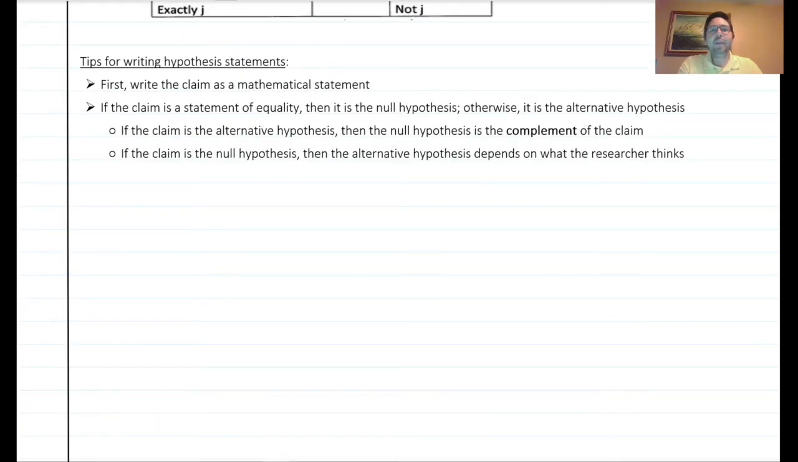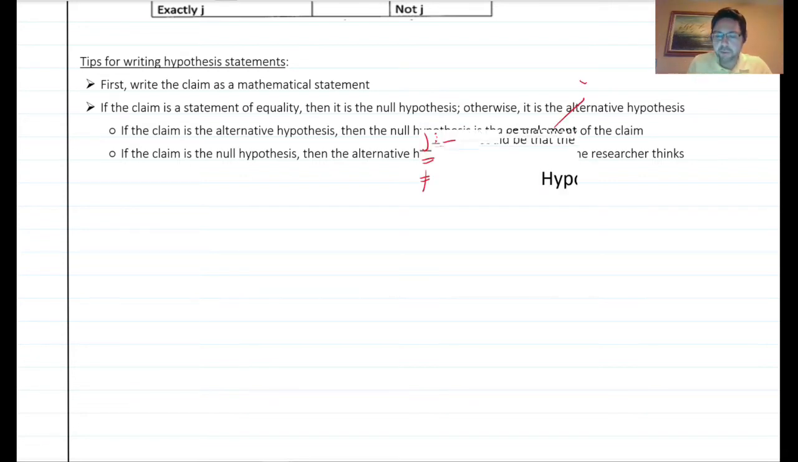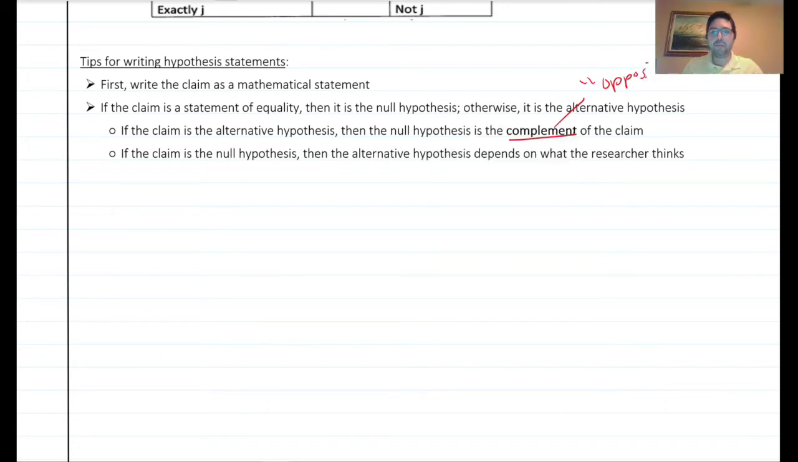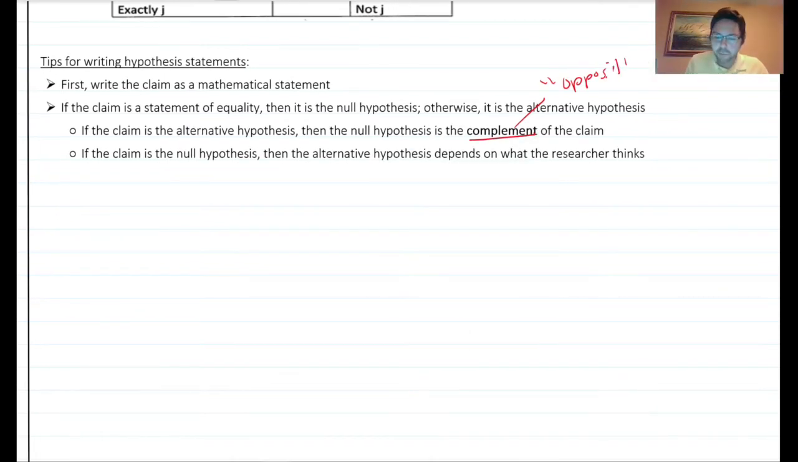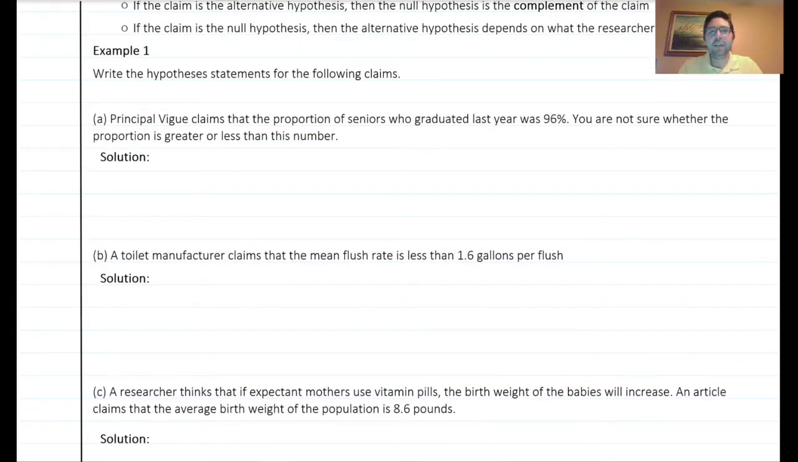Now, if the claim is the alternative, then the null is the complement. Complement kind of means like opposite. Okay, so we'll say opposite. So it's kind of like the opposite of the claim. If the claim is the null hypothesis, then the alternative depends on what the researcher thinks. Okay, so if the researcher thinks it is greater than, then that's going to be your alternative. Okay, so what does that actually mean? So let's look at an example.